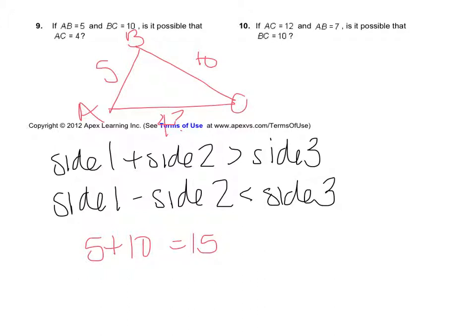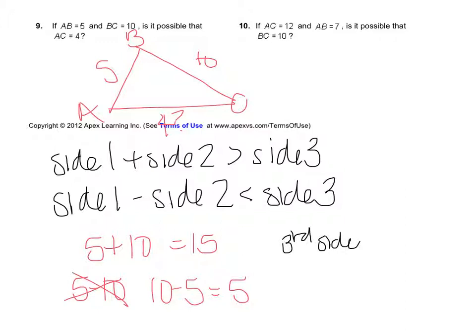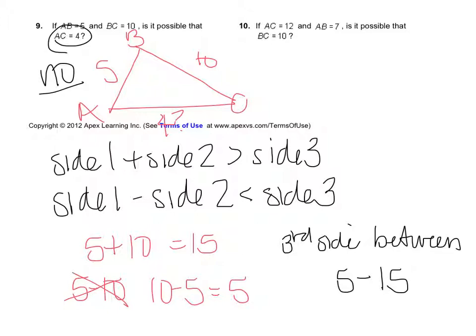Then I'm going to take those same two sides and I'm going to subtract them. But I'm smart. I know that if I do 5 minus 10, I'm going to get something negative. And I do not want something negative. So I'm going to write this as 10 minus 5. Because 10 plus 5 and 5 plus 10 are the same thing. 10 minus 5 is going to give me 5. So what I know about my third side is that it has to be between, cannot be equal to, but can be between 5 and 15. So you have to ask yourself, is 4 between 5 and 15? The answer is no. So this could not be the third side.